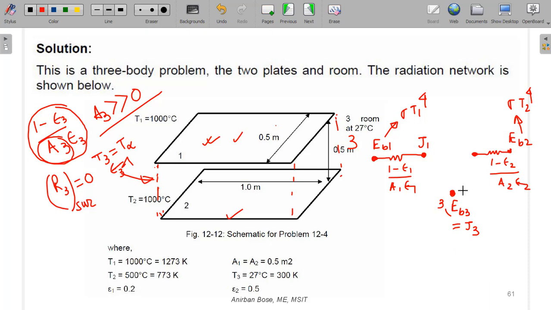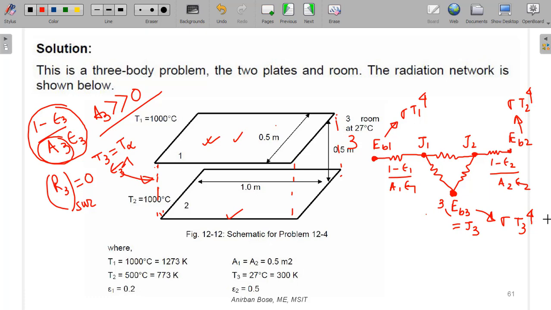Okay, so now heat is transferring definitely from plate 1 to the atmosphere. Heat is also transferring from plate 1 to plate 2. Similarly, from plate 2 it is also transferring to the atmosphere. So this will be the radiation network. This is J2, this is J3 or EB3, whatever you call it. And the atmospheric temperature is given, so EB3 is sigma T3 to the power 4. So I think the radiation network is clear.